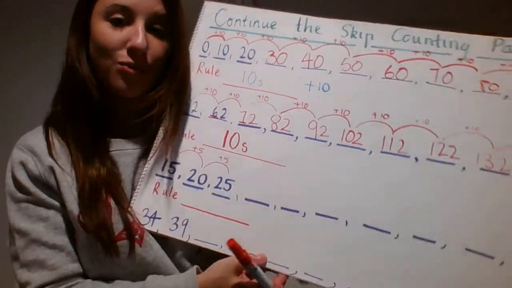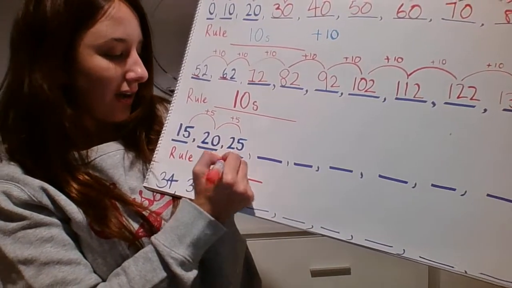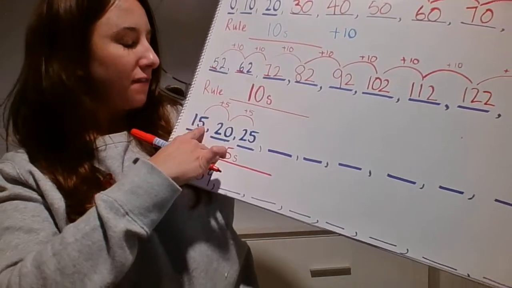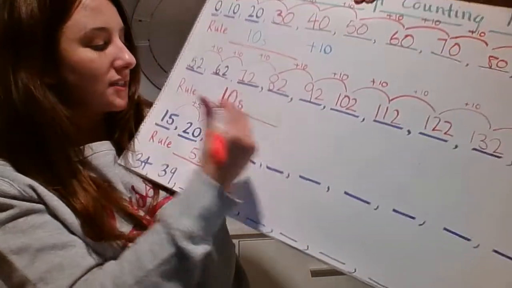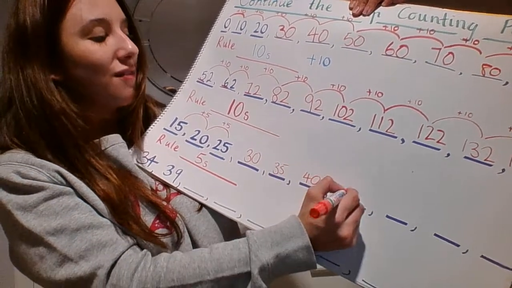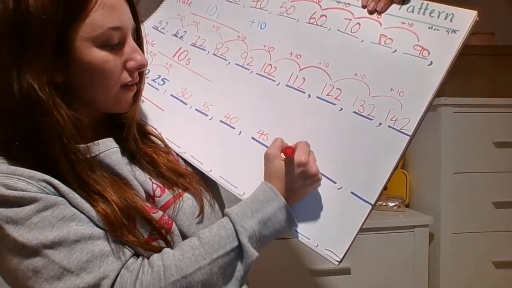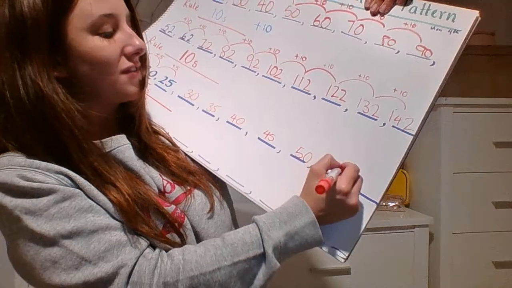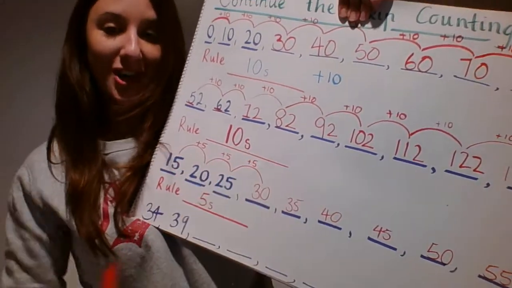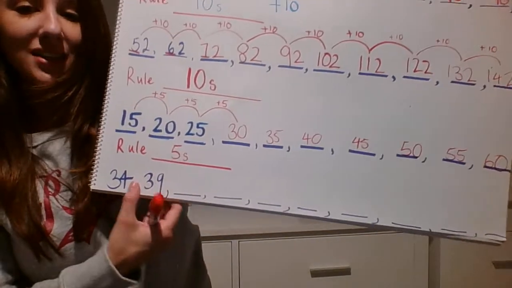So that would be my rule. It is counting by 5s. Now I want you to finish the pattern with me. 15, 20, 25, 30, 35, 40, 45, 50, 55, and 60. And of course, I still would need to go back and make sure I am showing that 5 is added each time. Okay, let's do the one down the bottom here.